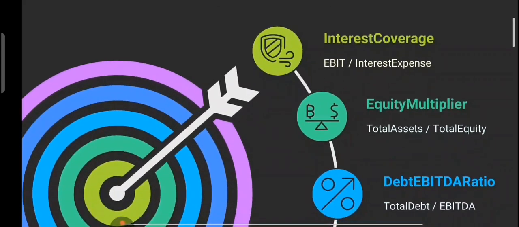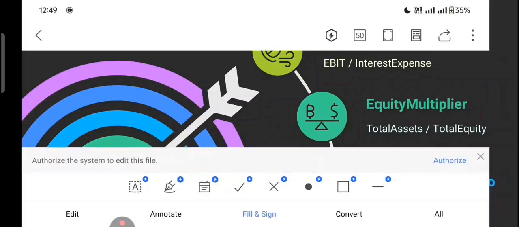Then we have equity multiplier. So what does equity multiplier tell us? It also tells us how easily the company can make its interest payment. If we talk about the equity multiplier, it shows us total asset upon total equity, right? That means how much of the asset is getting funded by equity, right? So if it is more, it means leverage is also higher, right? If more asset is funded by equity, it means our leverage is also higher.